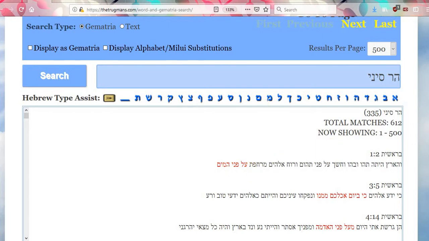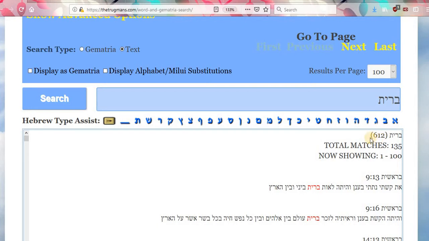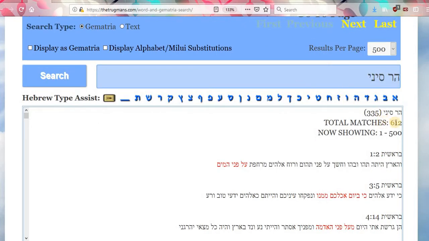So let's look at that again. The value of the word covenant, 612. 612 is the amount of times that the value of Mount Sinai shows up in the entire text. Of course, the covenant, the famous covenant, was established at Mount Sinai.